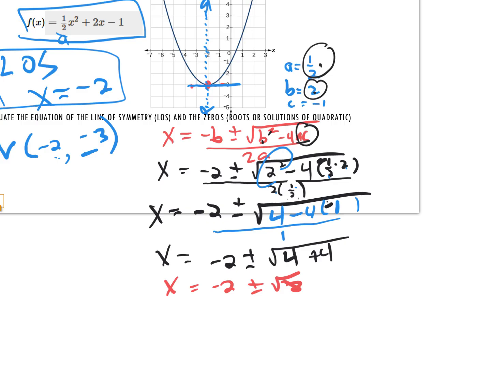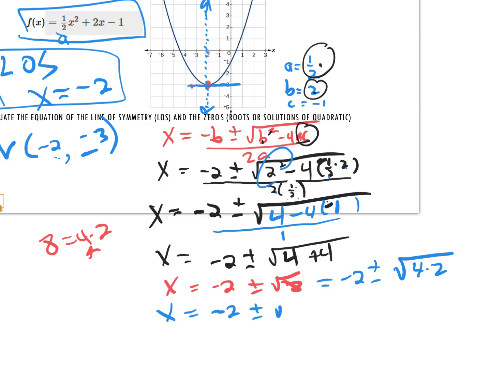Now, 8's not a perfect square, so you can't take the square root of it. But if you think about it, 8 does equal 4 times 2. And 4 is a perfect square. So the magic that I'm going to use next, it is magic, is that this actually becomes a -2 plus or minus, because that means there's 2 answers, the square root of 4 times the 2 inside the radical. But you can break that apart into -2 plus or minus the square root of 4, which is what I wanted to do to make the 8 smaller. That's a perfect square times the square root of 2.